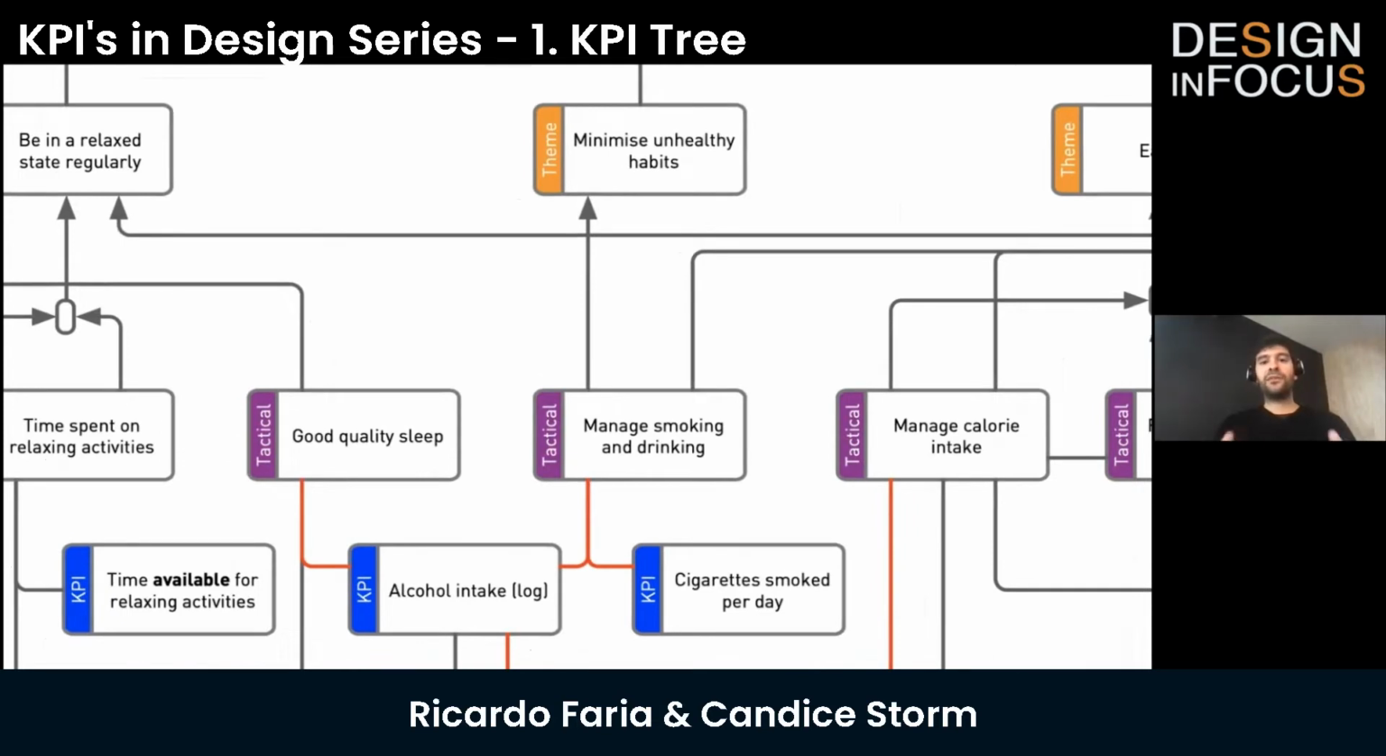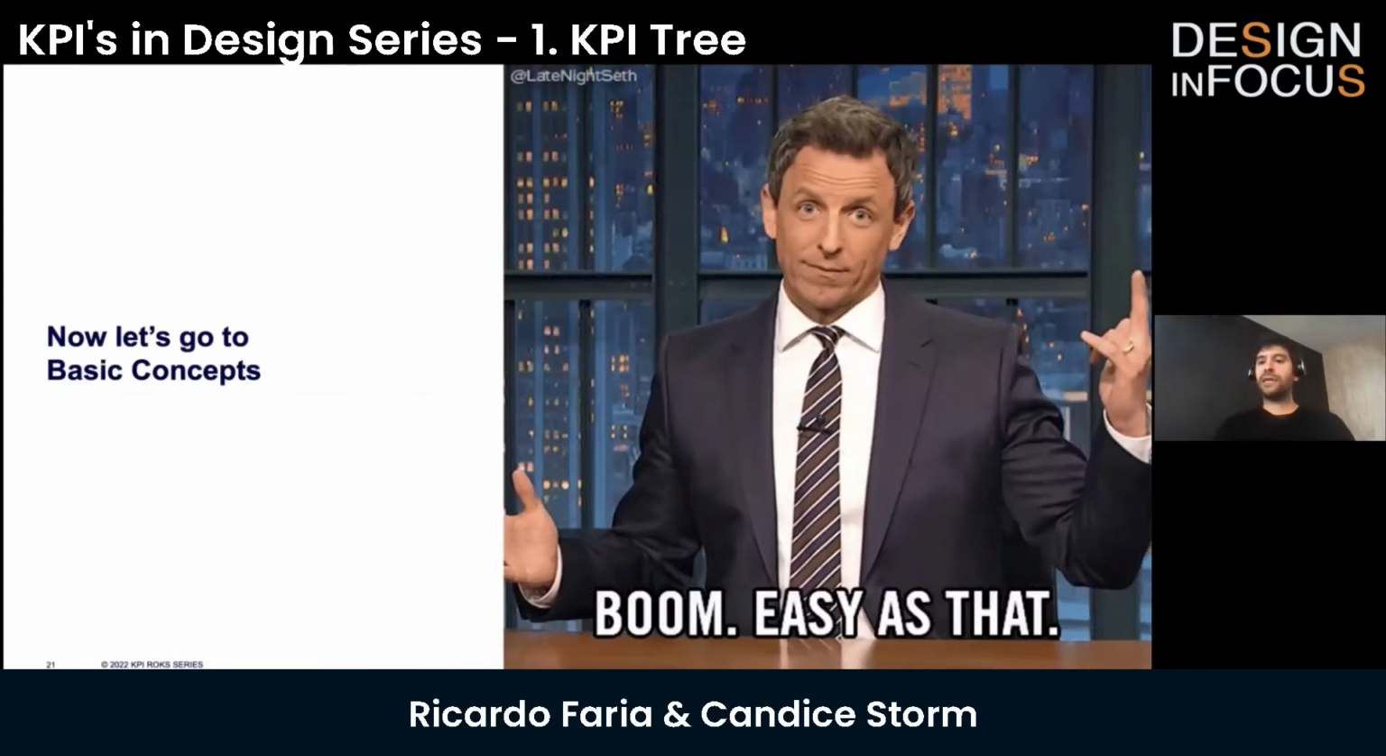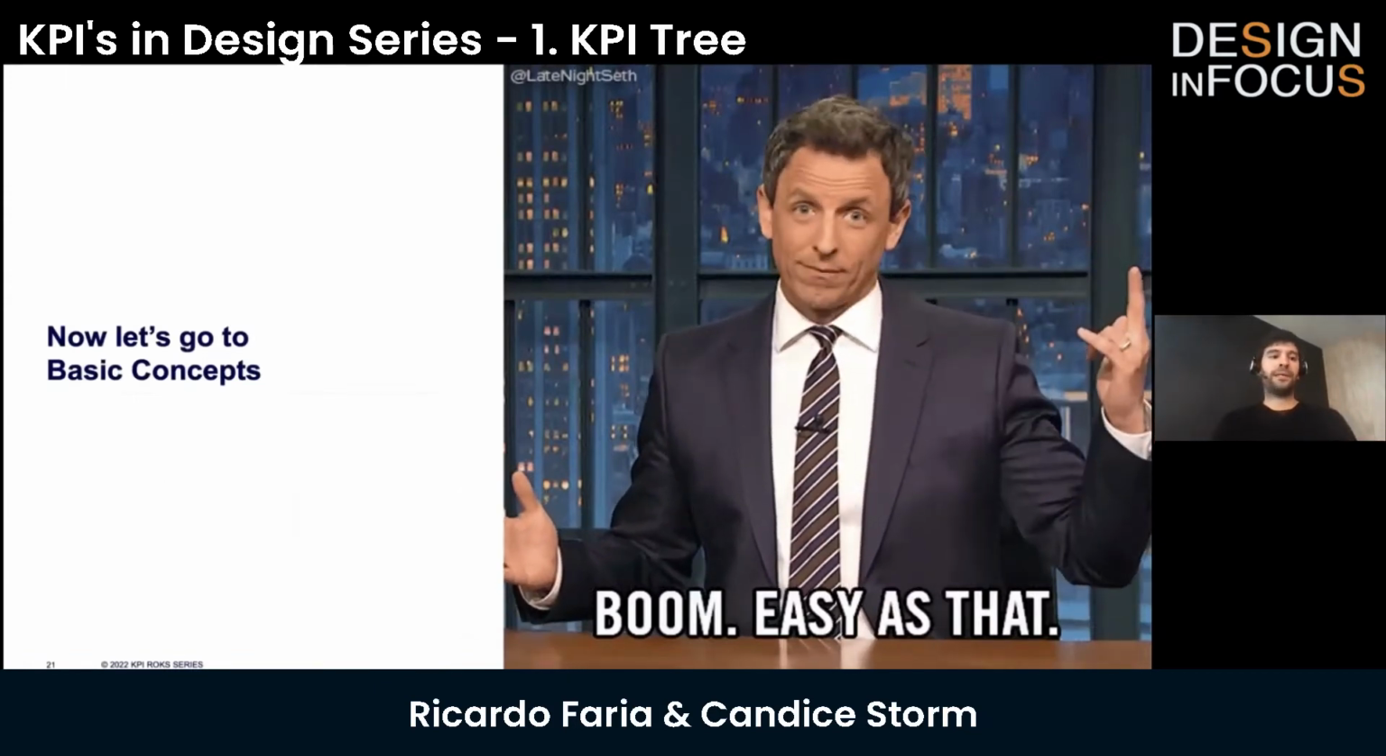So here, to minimize unhealthy habits, I need to manage smoking and drinking, because this is a direct cause of unhealthy habits. And what I can connect even a level down is the quantity of cigarettes smoked per day. So this gives me an indication if I'm actually minimizing my unhealthy habits by managing my smoking and drinking, that is directly connected with being healthy. So it's an example of a real tree. But let's go to basic concepts now.